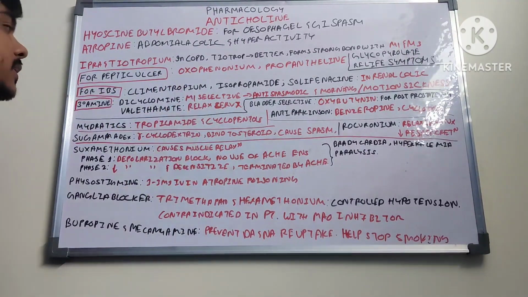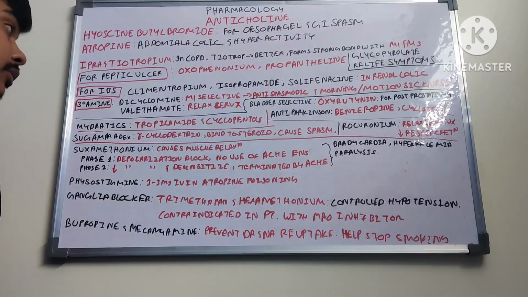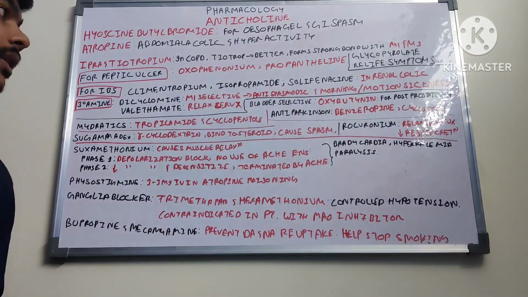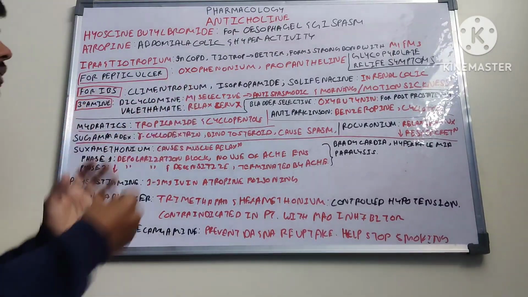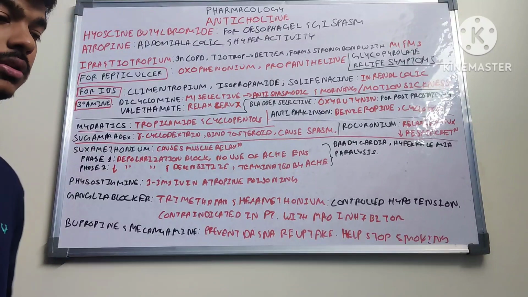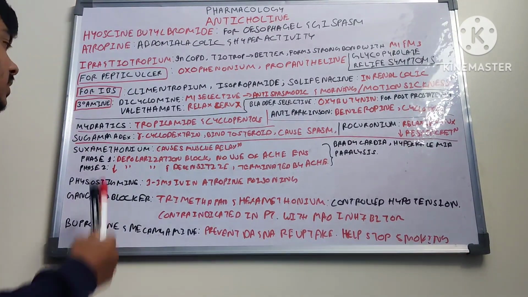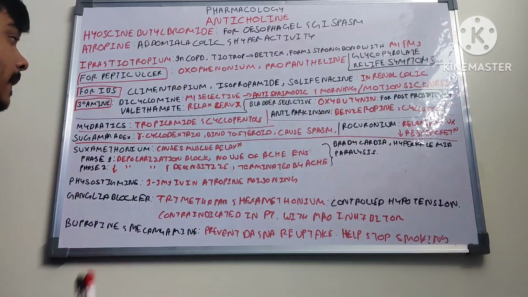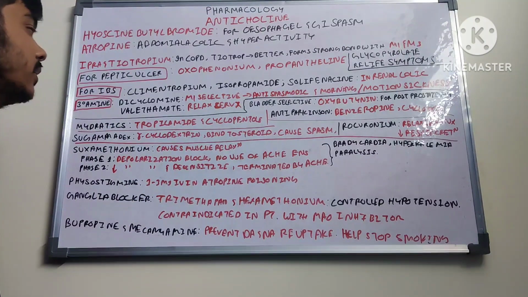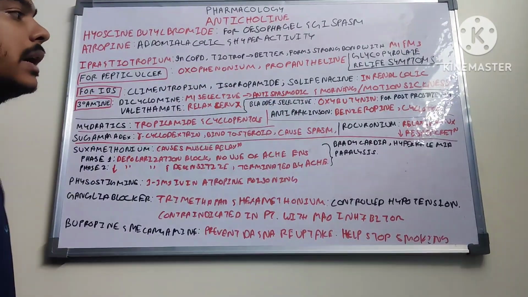Next is for inflammatory bowel syndrome. What happens is we can use clidinium or isopropamide. These drugs are used for inflammatory bowel syndrome. Next is sulfasalazine, which is used in renal colics, also called kidney stones in normal words. Next is tertiary amine compounds. So there is valethamate and dicyclomine. So this is an M1 selective drug and it is used as an antispasmodic.